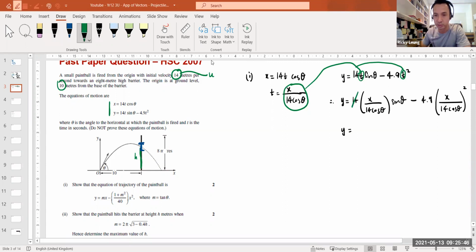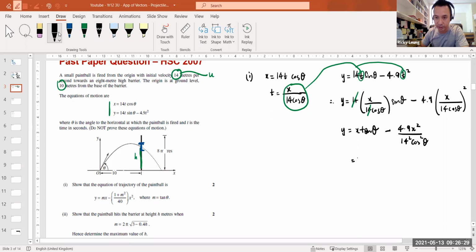Now I know the 14s cancel out here, so you get x tan theta, so that is the mx, because m is tan theta. This part here is a bit more complicated: 4.9 x squared on 14 squared cos squared theta. I'm hoping that 4.9 on 14 squared is 1 on 40. So let's check, 14 squared. Yep, 1 on 40. Perfect.